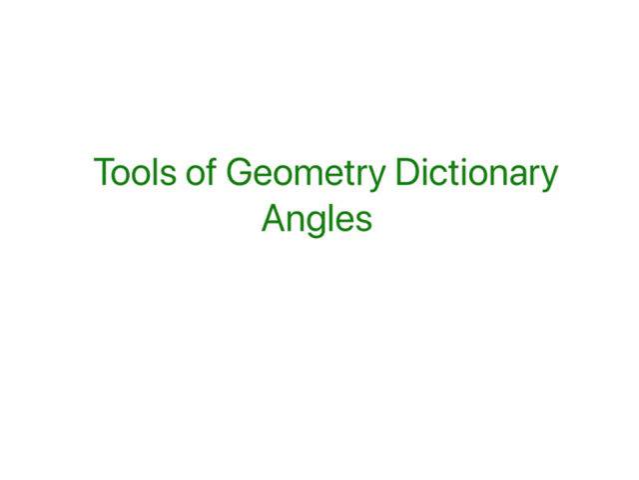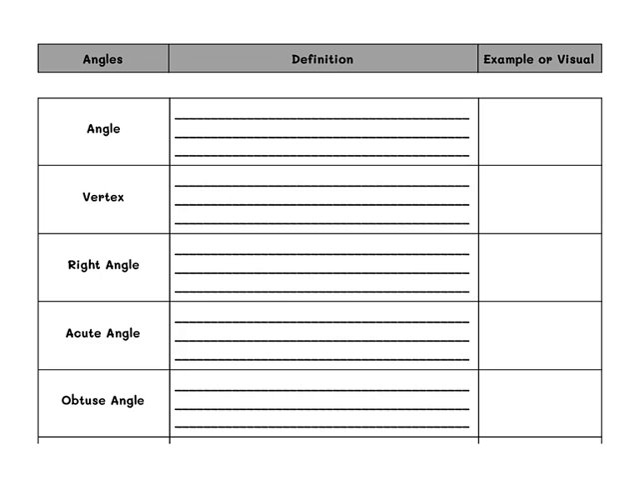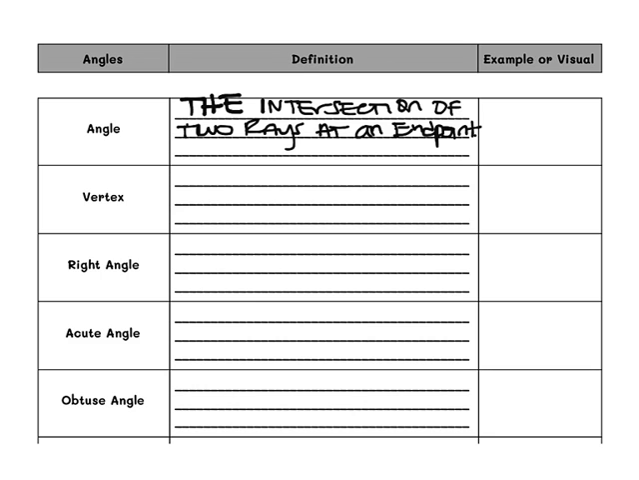Alright, you guys, today we're going to be talking about some definitions, and we're going to be going back to our Tools of Geometry dictionary again, but this time we're going to be talking about angles. So, our first definition is an angle. This is the intersection of two rays at an endpoint. Okay, so the intersection of two rays at an endpoint.